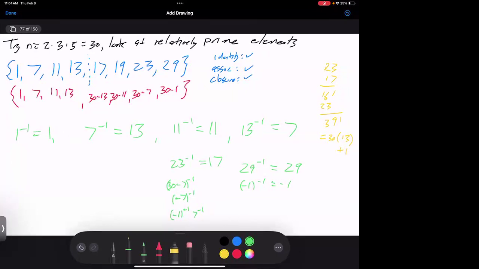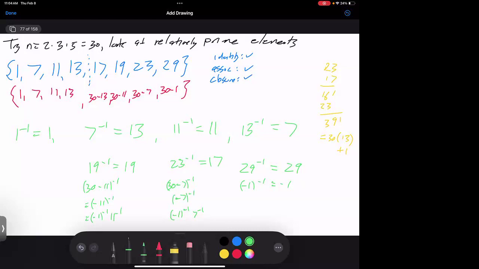Now the next one would be 19 inverse. And so 19 is the same as 30 minus 11 inverse, which is the same as -11 inverse, which is the same as -1 inverse, 11 inverse. The inverse of 11 is 11. The inverse of -1 is -1, so it's -11. So that's just 19.